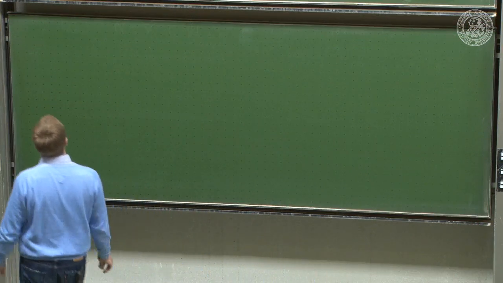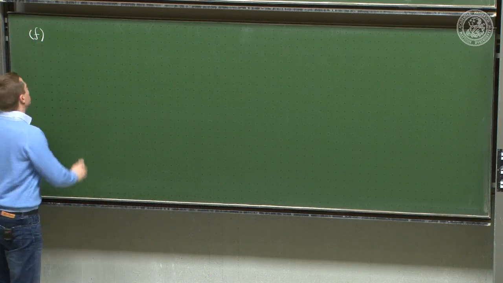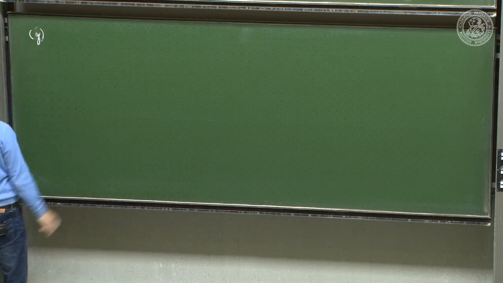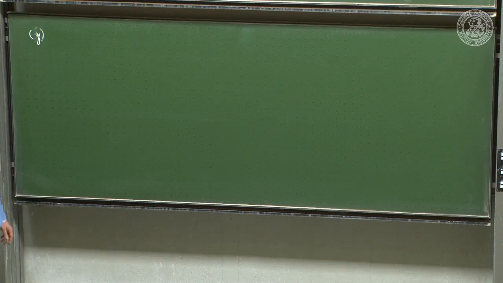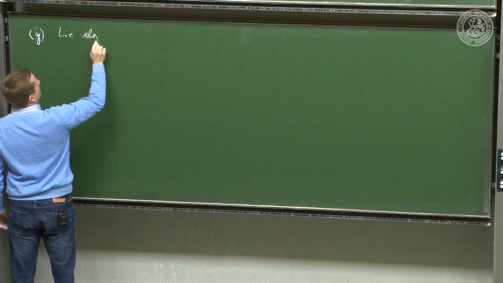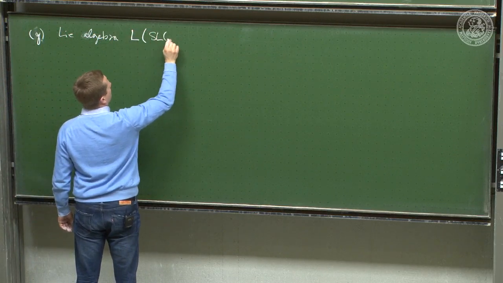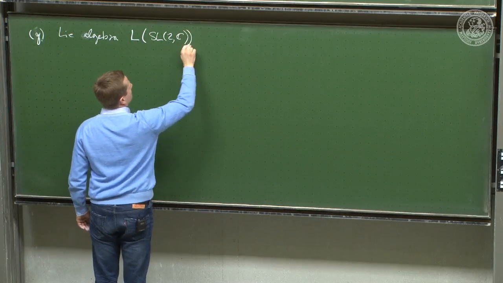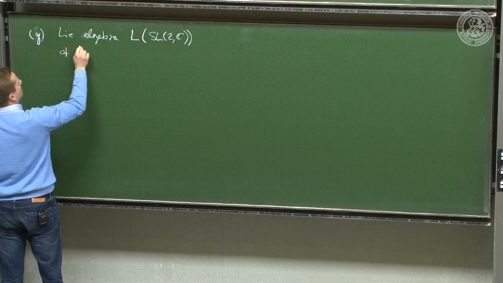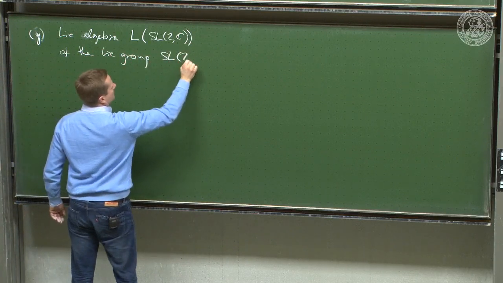Where were we? Step E, step F, is that right? Let's say step F. Okay. G. Well, what's the Lie group? A Lie algebra. L of SL2C, of the Lie group SL2C.